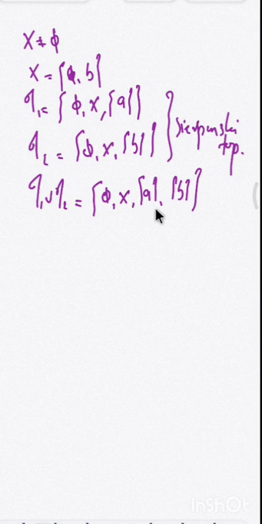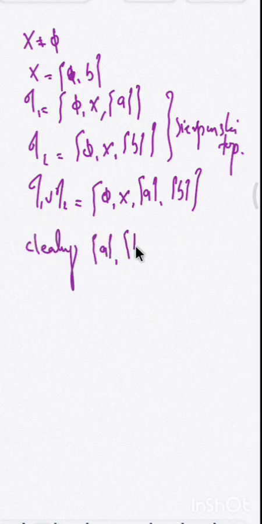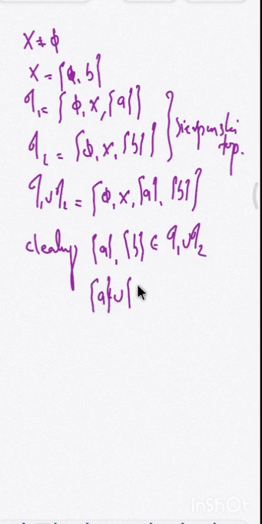You can see that tau 1 union tau 2 is not closed under union. Clearly, the singleton {a} and the singleton {b} belong to tau 1 union tau 2. What about their union? The singleton {a} union the singleton {b} equals the set {a, b}. The set {a, b} also belongs to tau 1 union tau 2, right?